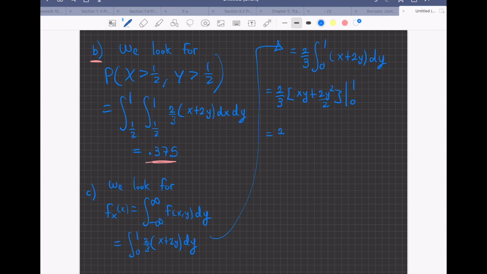And this is 2 over 3. Notice when we substitute 0, it's going to be 0. Wherever you see the y, replace the y by 1 and 0. When we do it for 0, it's going to be 0. So we will have left only the one for y equal to 1. So it will be x times 1 plus 2 over 2, they cancel out, 1 squared. And this is equal to 2 over 3 times x plus 1.